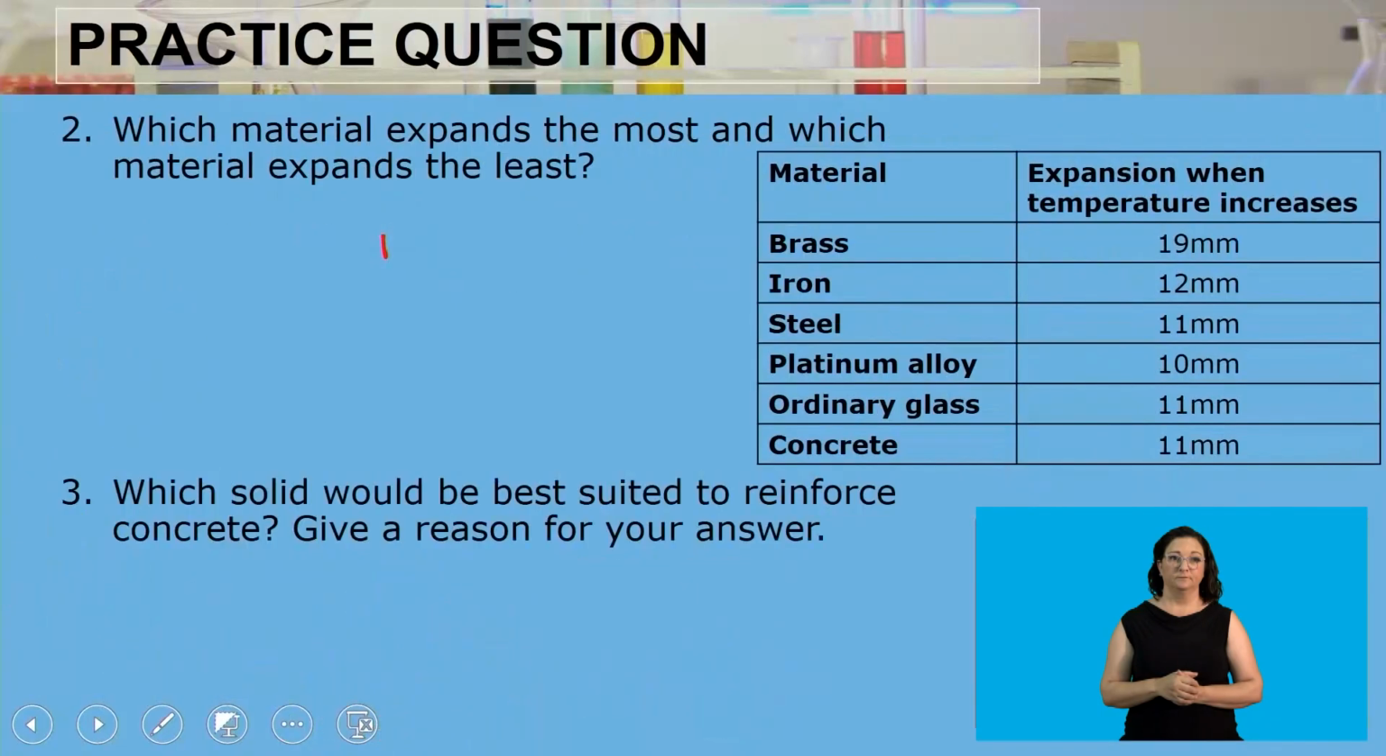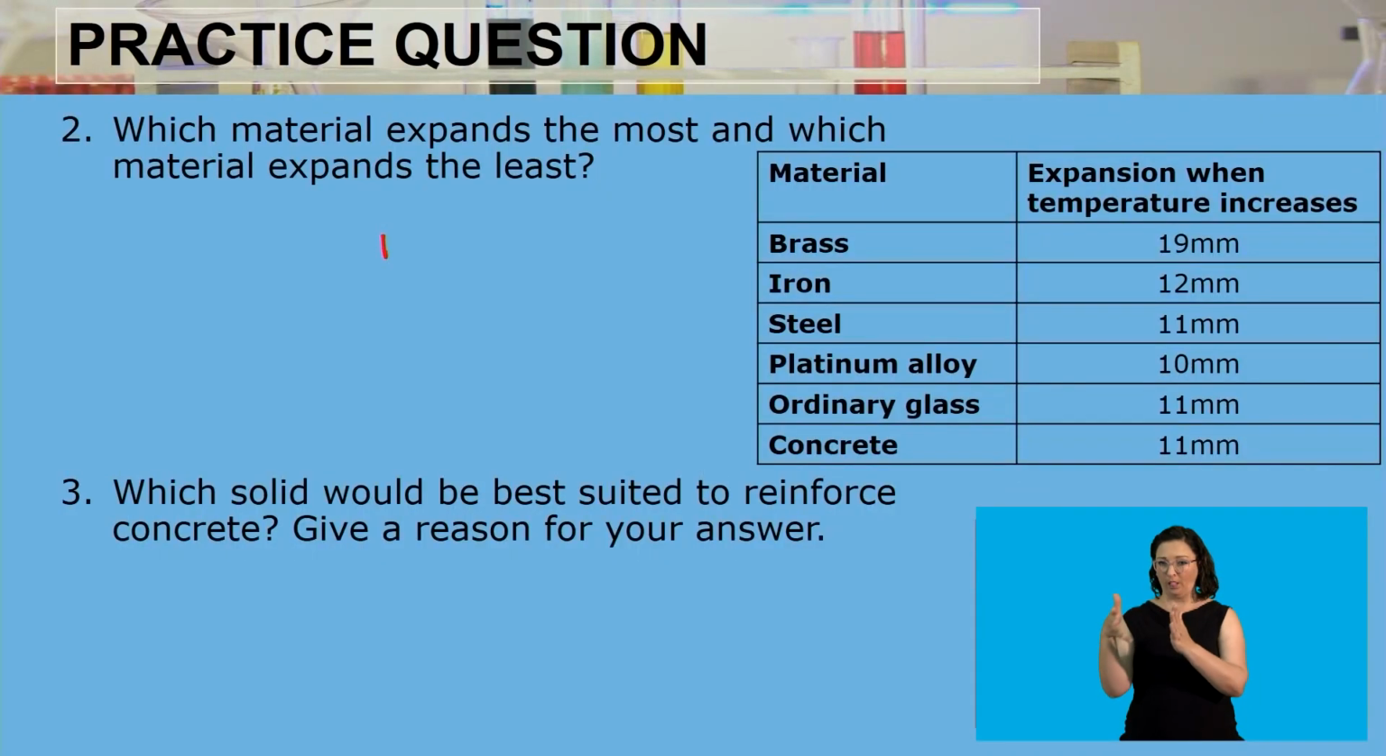So our next question now is, we are asked which material expands the most and which material expands the least. So which one has a larger expansion or a greater expansion as compared to the other ones? By looking at this table that we have, we are seeing that the one that expands the most is going to be our brass, because its expansion is 19 millimeters, which is way above all these other materials. So the one that expands the least is going to be our platinum alloy, because it's 10 and the other ones are 11 and 12 respectively.